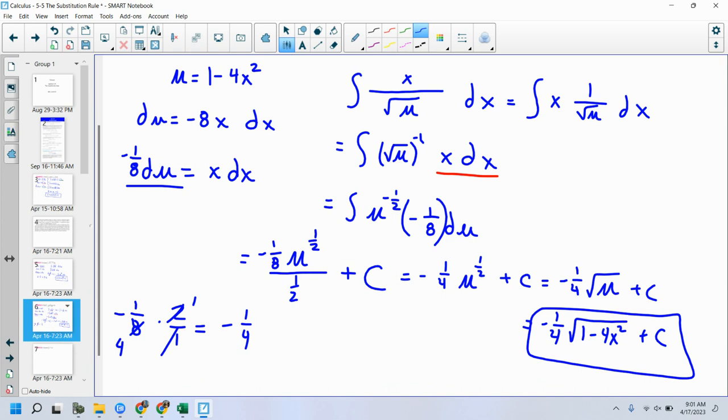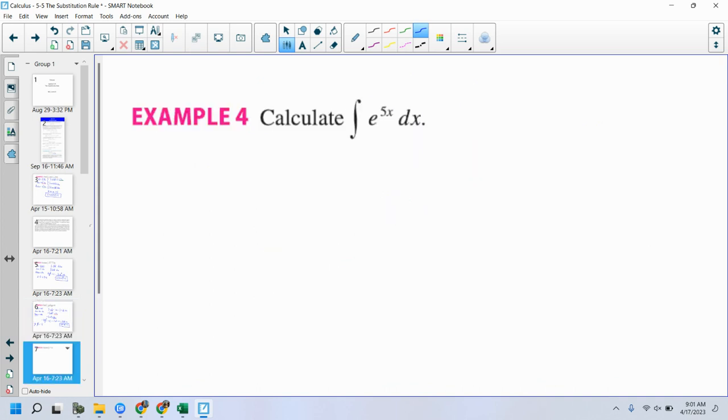Sound good? What's our next one? Our next one's super easy. Super easy. And then we'll stop there. Why is this one going to be super easy? What's it got in it? It's got an e. Oh, we like e. E stands for easy. I just thought of that.